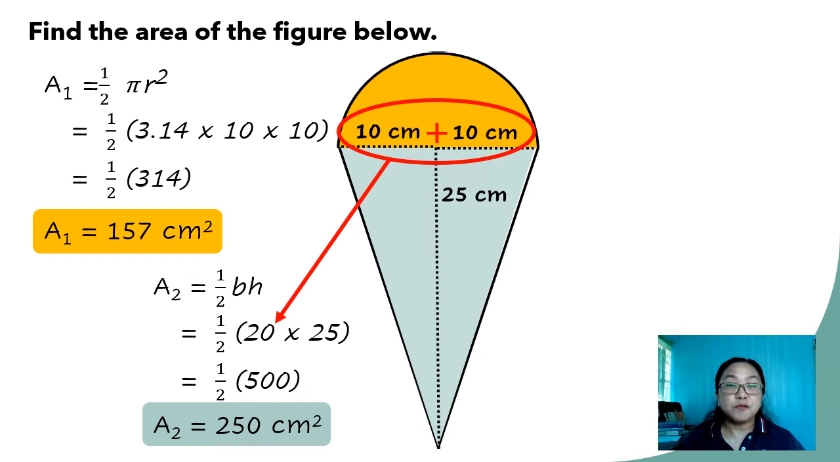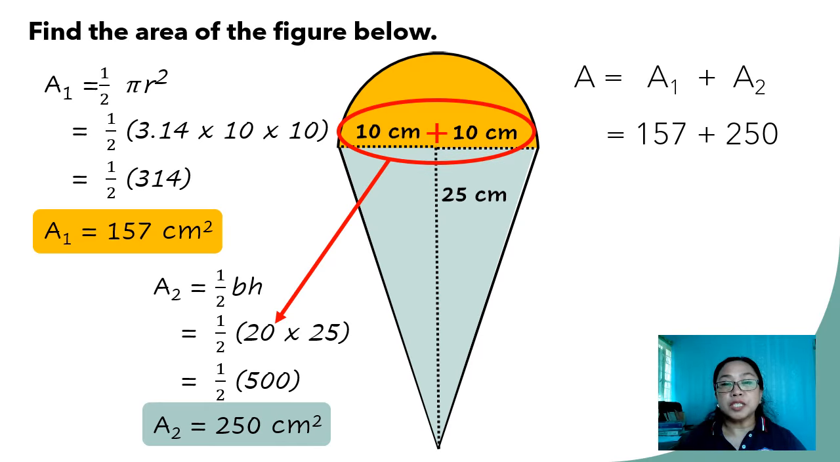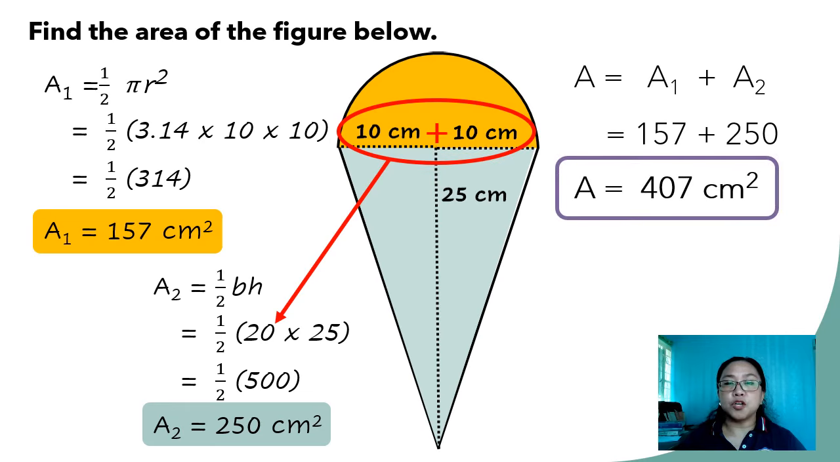Now let's have the area of the entire figure. The area of this composite figure is the sum of the two areas. The first area being 157 square centimeters and the second area as 250 square centimeters. And so, our total area for this composite figure will be 407 centimeters squared.